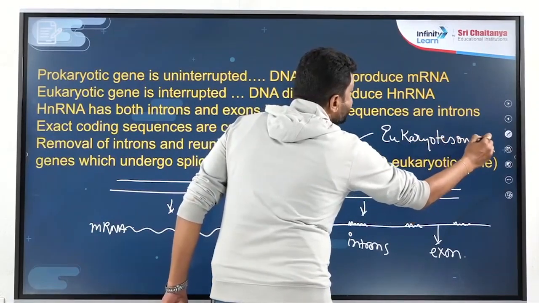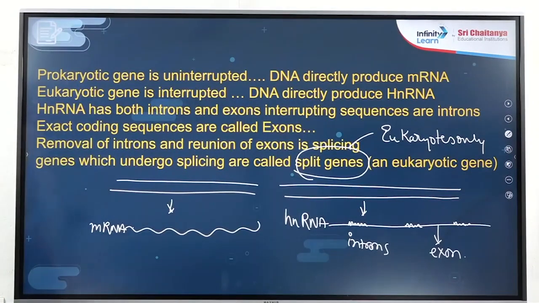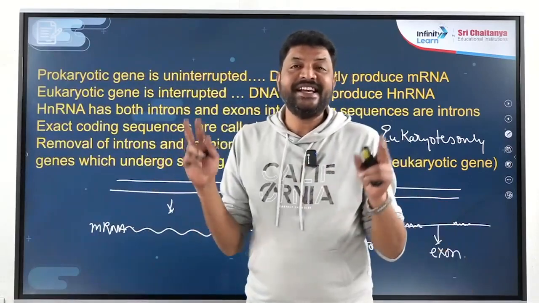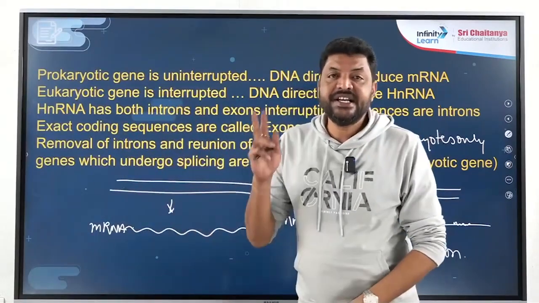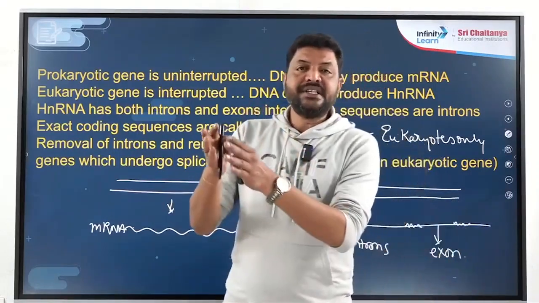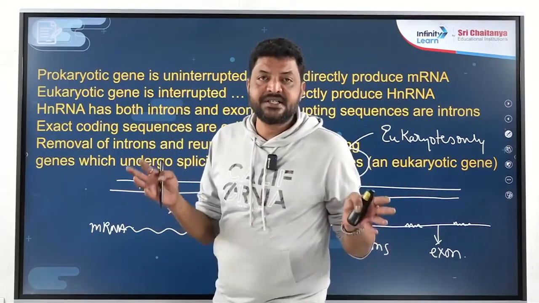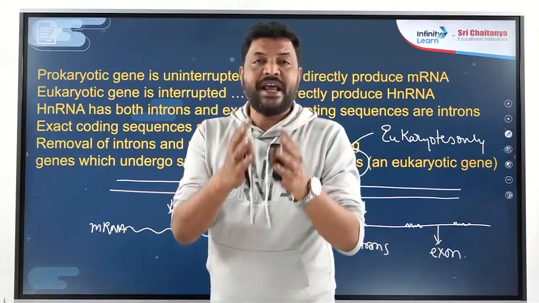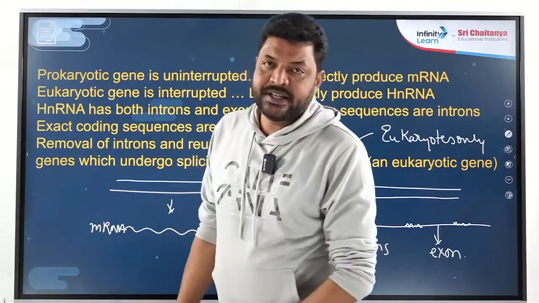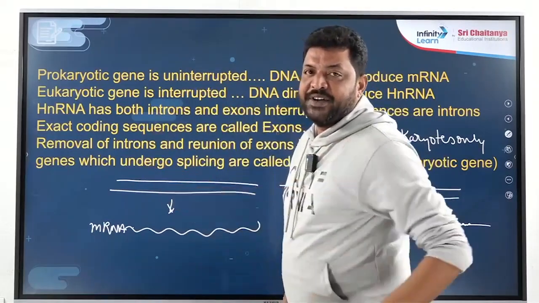Eukaryotes only. Can you tell me why? The concept of introns and exons is there in eukaryotes only, not in prokaryotes, because the prokaryotic gene is uninterrupted. A eukaryotic gene is interrupted. Interrupting sequences are called introns. Exact coding sequences are called exons. Removal of introns and reunion of exons is called splicing. The process of splicing is present in eukaryotes only, and the genes which undergo splicing are called split genes. So the presence of split genes is a feature of eukaryotes.